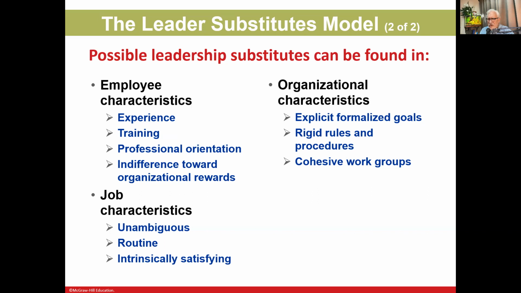Can I just let them get on with it? Do I really need to be involved? Or do the organizational characteristics and the employee characteristics and the nature of the job that needs to be undertaken all make it clear to me that I can actually step back and just let it happen? So that's the leader substitutes model.